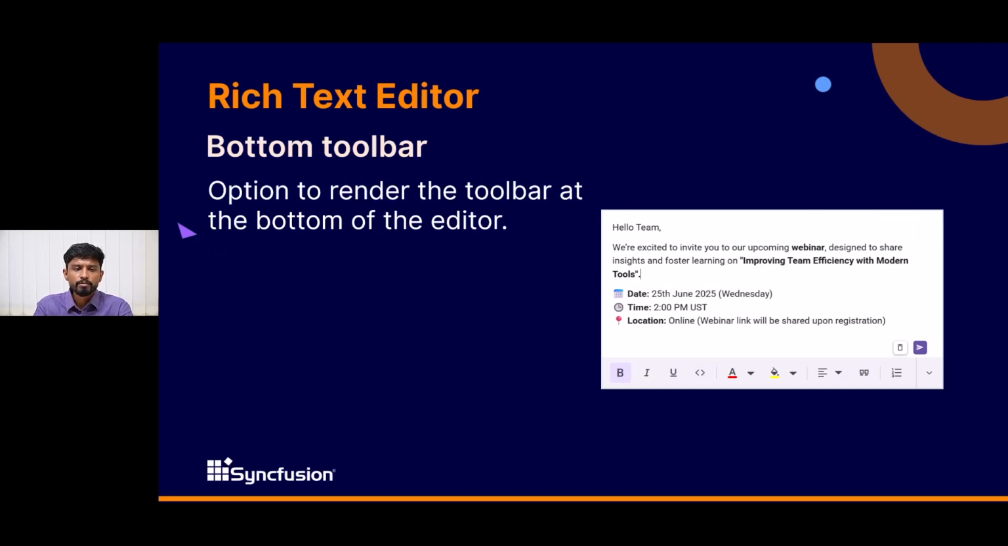Next is the bottom toolbar. This feature provides an option to render the toolbar at the bottom of the editor, as you can see. So this improves accessibility and layout adaptability, importantly in mobile and touch-first interfaces. This enhances user interaction by keeping toolbar actions easily reachable.